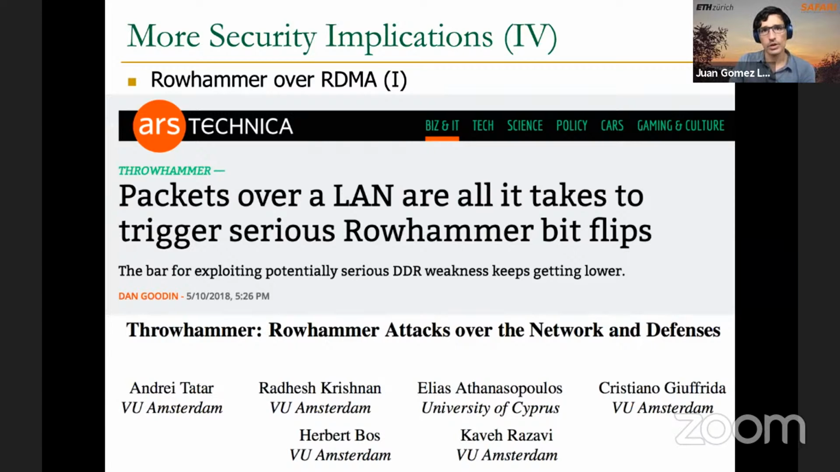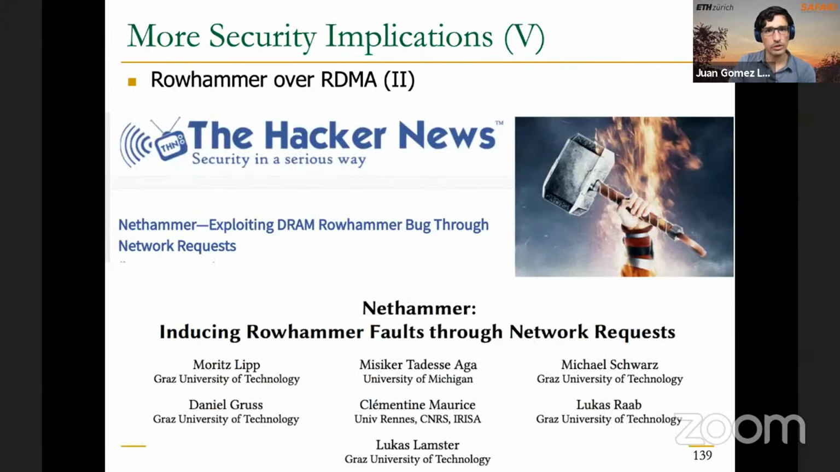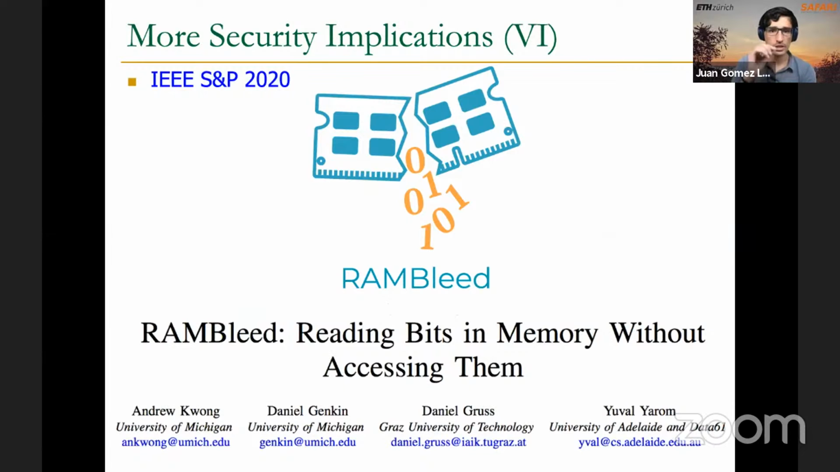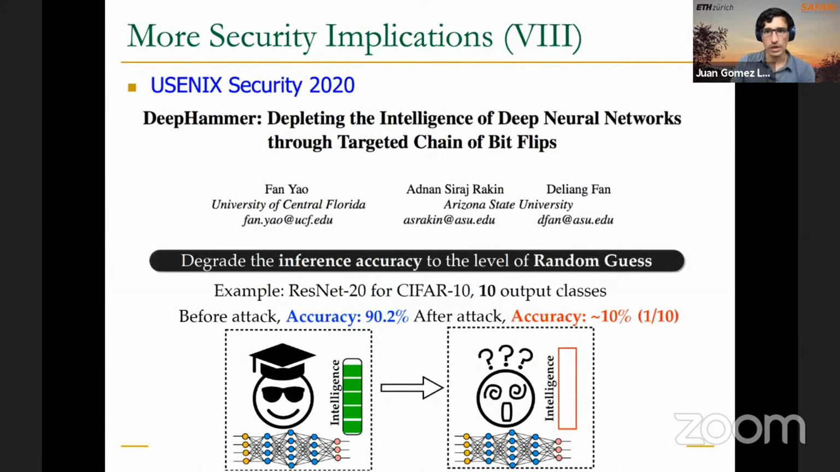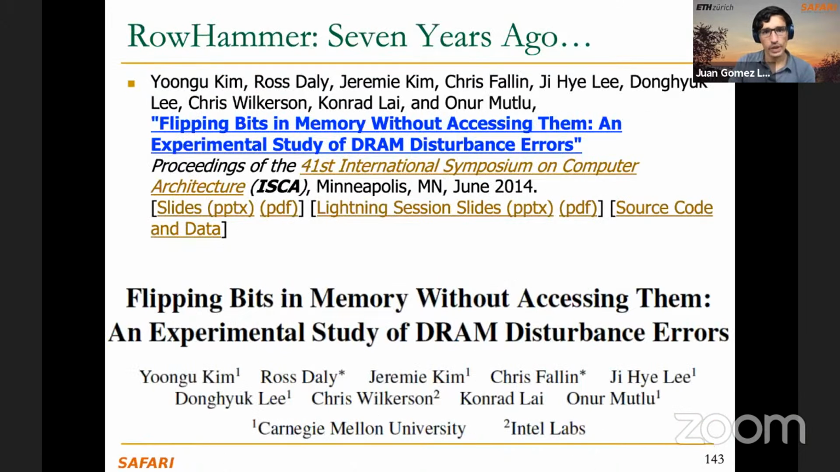Another example is RowHammer to a remote location using the RDMA interface. This is another example also using RDMA. This is a very interesting example as well about how to leak data from chips by using RowClone, or other examples about how to attack deep neural networks. This one was published in USENIX Security 2019, one year after. So imagine all the amount of literature that has come after this original RowHammer paper.